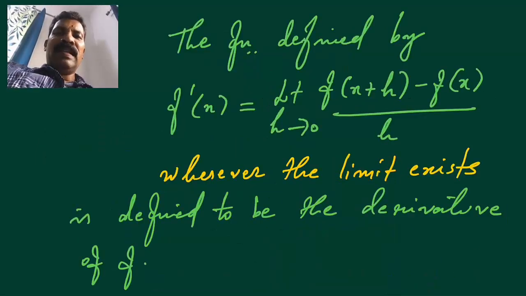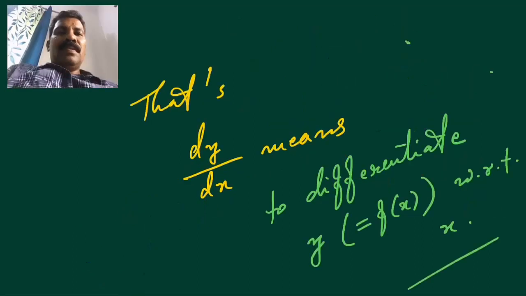Now what about the derivative of a function? The function defined by f'(x) equals the limit of (f(x+h) - f(x))/h as h tends to 0, if it exists. That is, if this limit exists, then only can we say this function is the derivative of the function f. That is, dy/dx means to differentiate the function y = f(x) with respect to x.